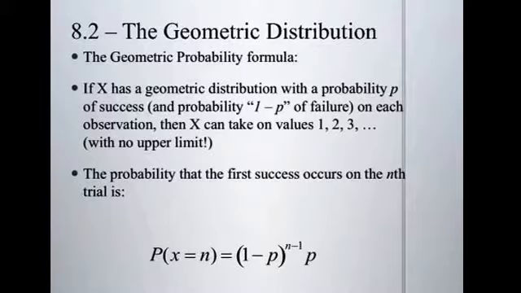So the probability that the first success occurs on the nth trial is the probability of failure, 1 minus p, to the n minus 1, times p. So how many times did you fail until you succeeded? That's what I'm looking for in geometric probabilities or geometric distributions.